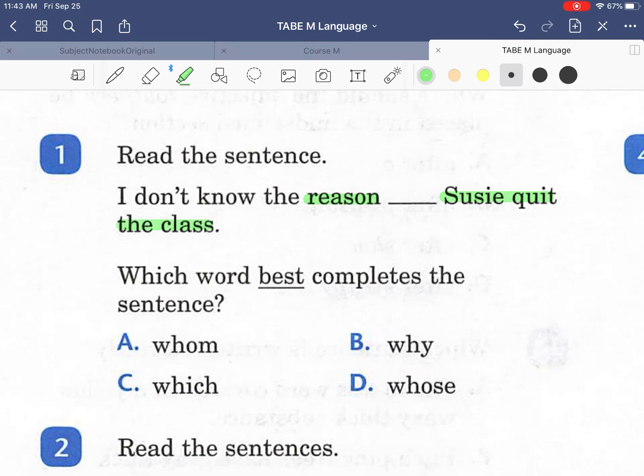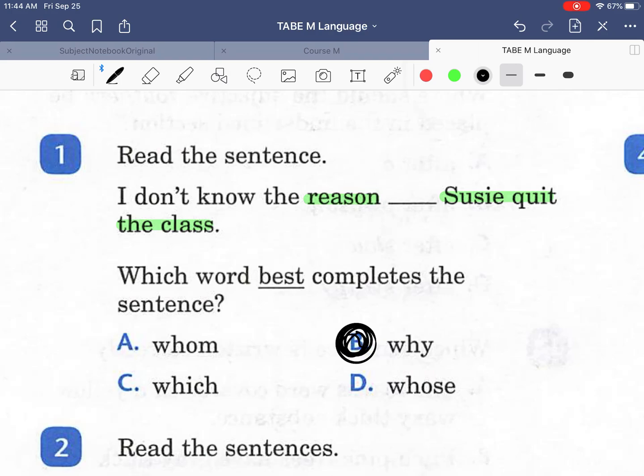So what are some reasons that you could think of that Susie might have quit her class? It was too hard. It was too easy. Maybe she didn't have the funds to pay for it. Maybe her car broke down. Those are all reasons why she may have quit the class. So the word that we're looking for, that relative adverb, is why.